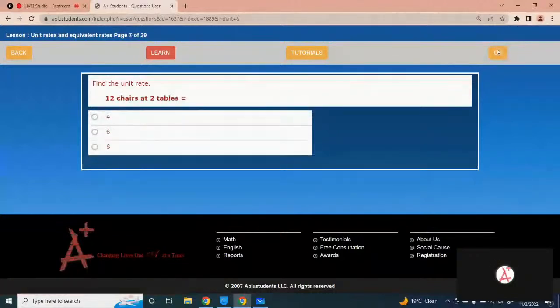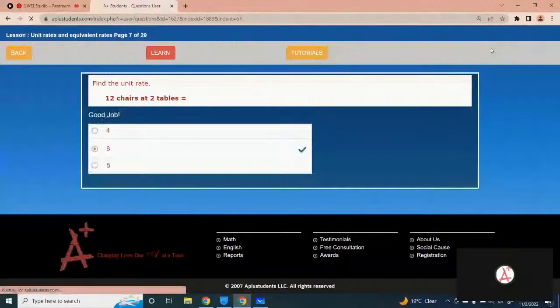Okay, 12 chairs at 2 tables. So how many chairs do you have for one? 2 times what number makes 12? Very good. It is 6. 2 times 6 makes 12. That means for a single table, you have 6 chairs. Got it?